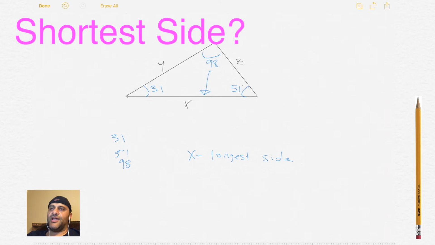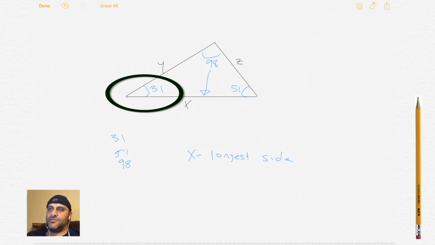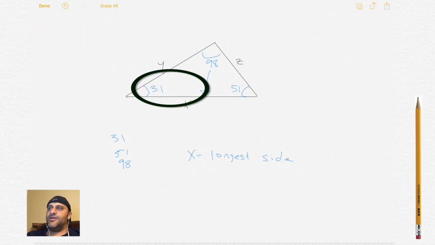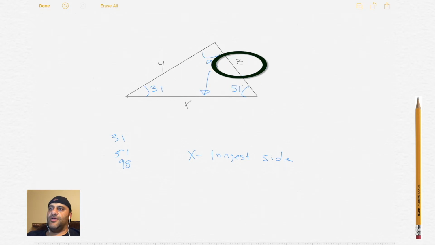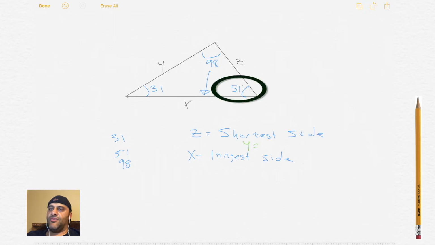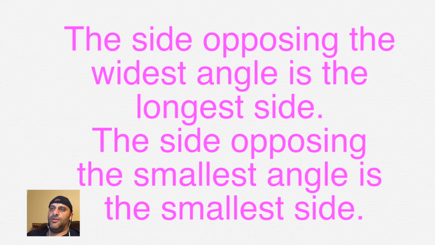What's the shortest side? The side opposing the smallest angle. So here z opposes 31, and so therefore z is the shortest side because it opposes the smallest angle. Let's not leave out the middle child. The 51 is the middle, so therefore it would oppose the middle side.